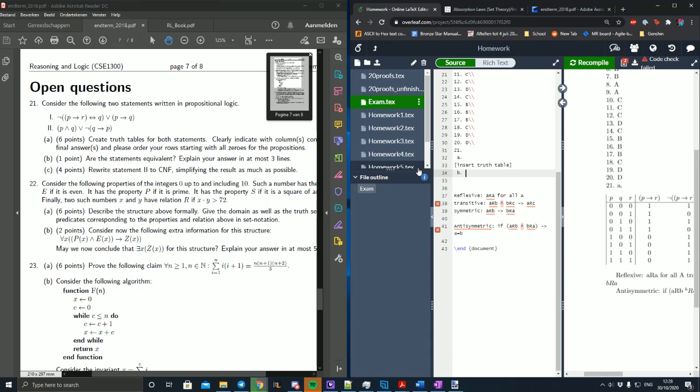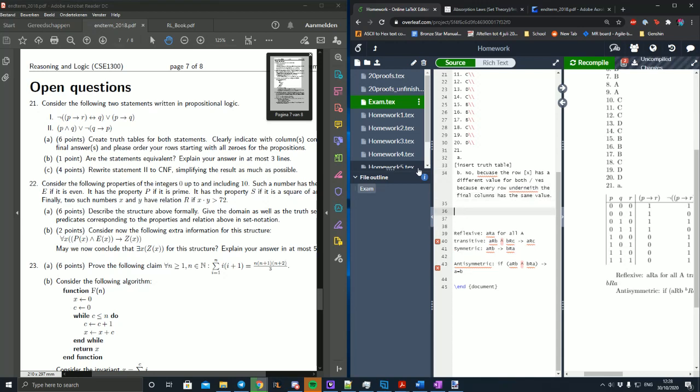Are these statements equivalent? No, because row x has a different value for both, or yes, because every row underneath the final columns has the same value. So these are the two possible answers, depending on if they're equivalent or not. I just couldn't be asked to make the truth table to find out.